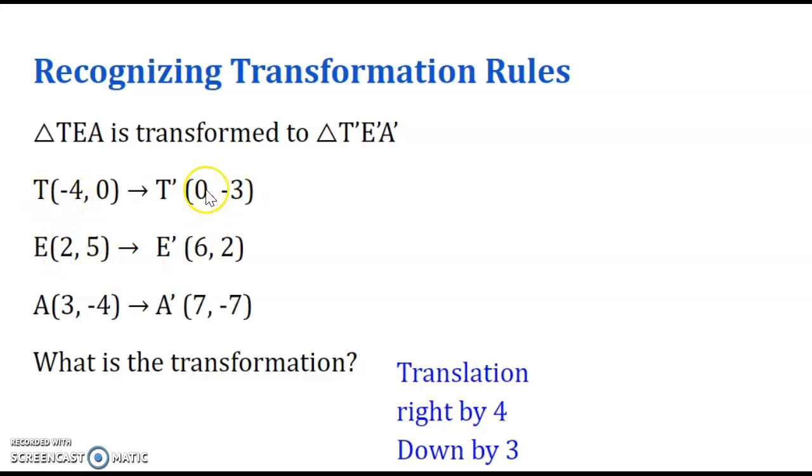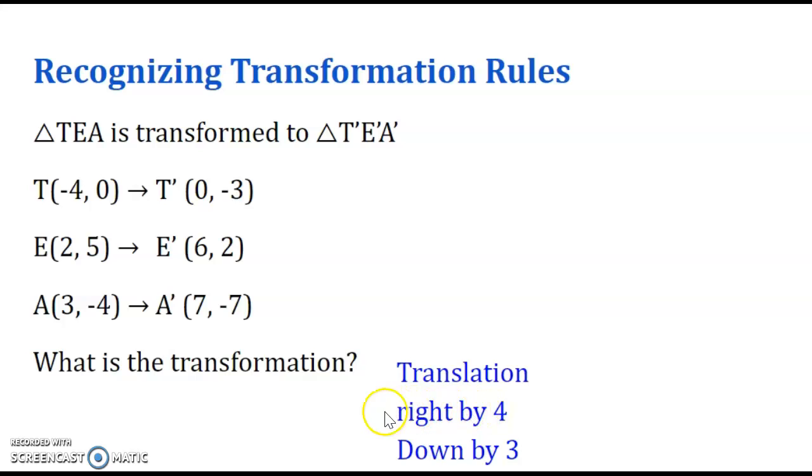Okay. And so do you see any patterns here? Do you see any patterns here as far as X and Y flipping or X and Y consistently changing in sign or anything like that? It actually turns out to be translation. So notice what's happening. Negative 4 is becoming 0. What happened to negative 4 to become 0? It added 4. 2 plus 4 is 6. 3 plus 4 is 7. So it's a translation 4 to the right.